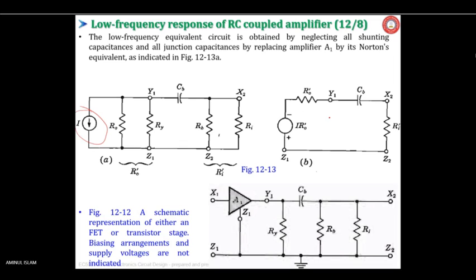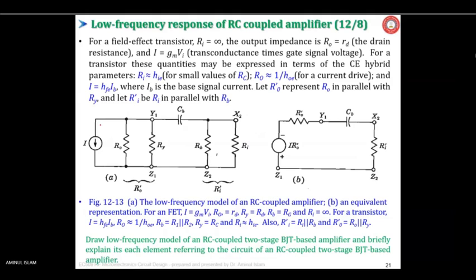Now, further simplification occurs here. How? See that these two are in parallel. Okay. So that has been replaced by RO prime. And these two resistors in parallel have been replaced by RI prime. Okay. And this has been obtained. And this current source has been replaced with a voltage source, which is RO prime times I.